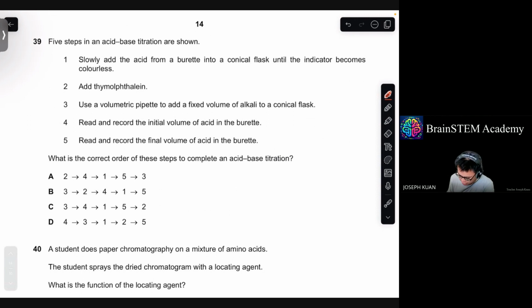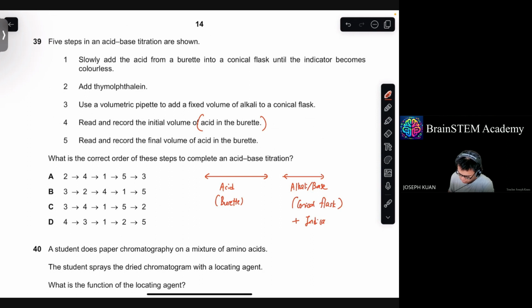Well, essentially, if you remember, titration, there are two parts. Essentially, the setup of the acid and setup of the alkali or base. So group them together. In this case, the titration is having the acid in the burette, and then the alkali is in the conical flask. And then what do we add in the conical flask? An indicator. All right, so let's group them together.